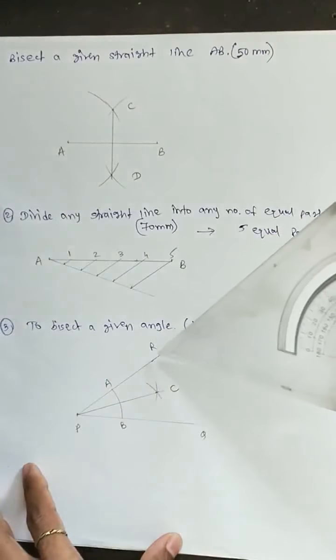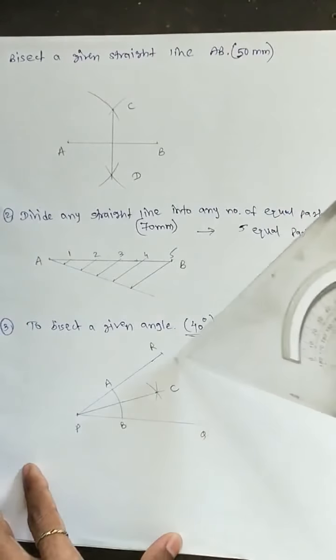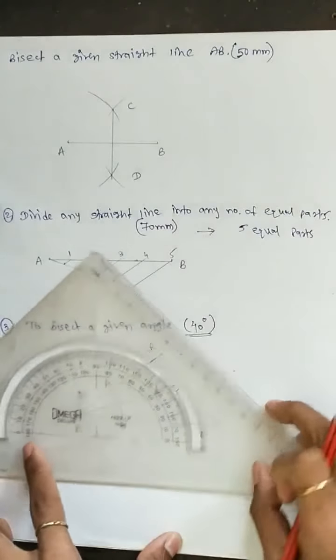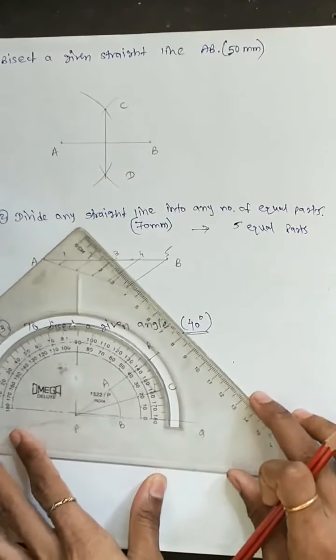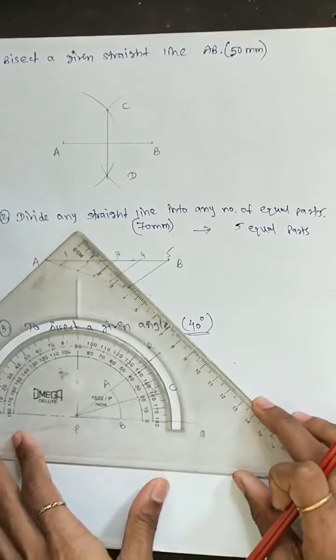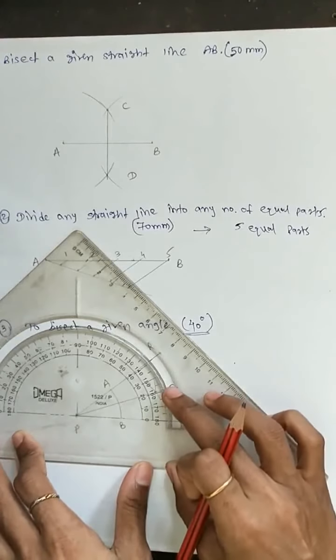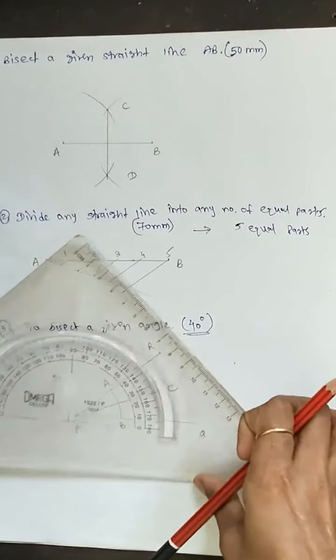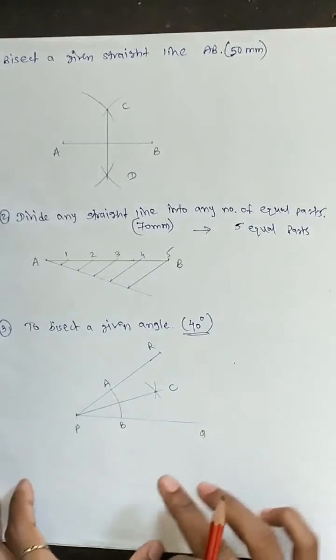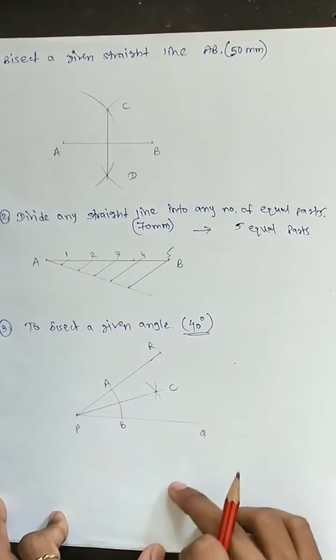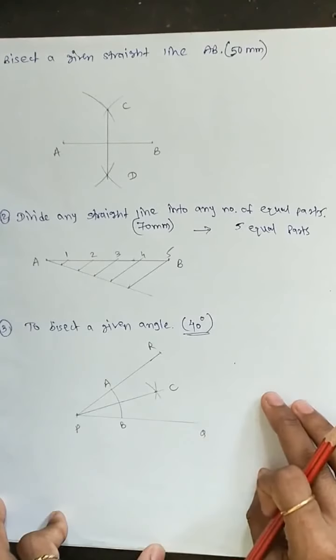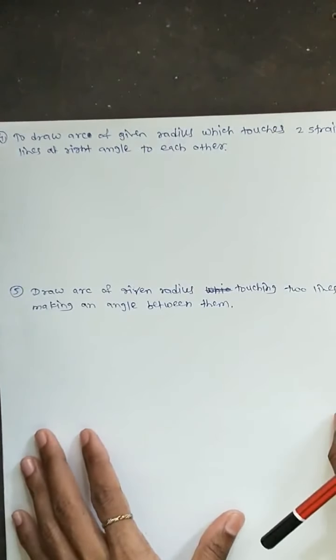So we have drawn angle RPQ, 40 degree. So angle CPQ will be 20 degree. We will measure it. So this will be 20-degree angle. So we have completed this method. So in this way you can bisect any given angle. Then next we will take example.